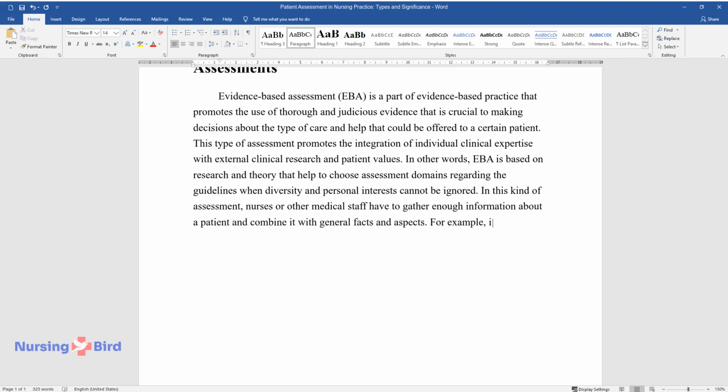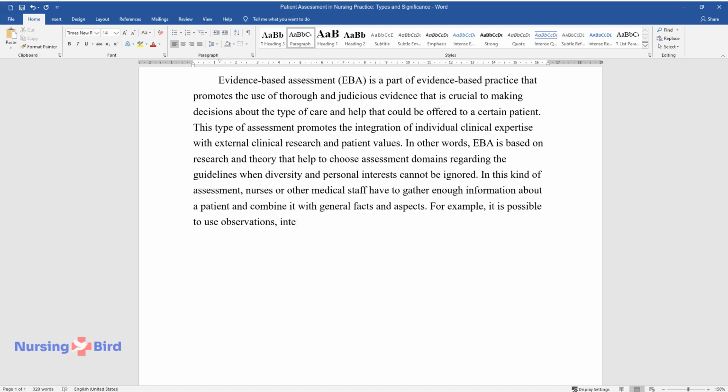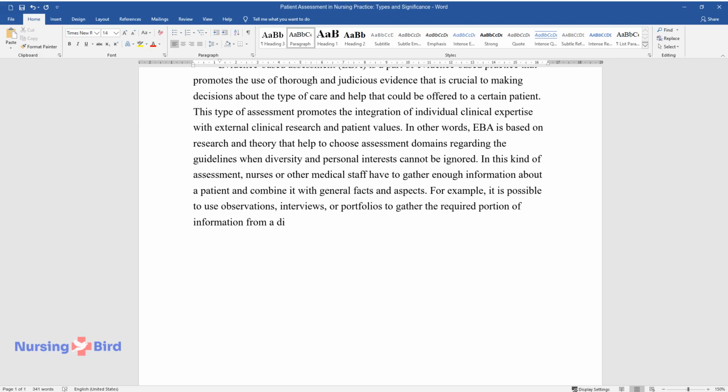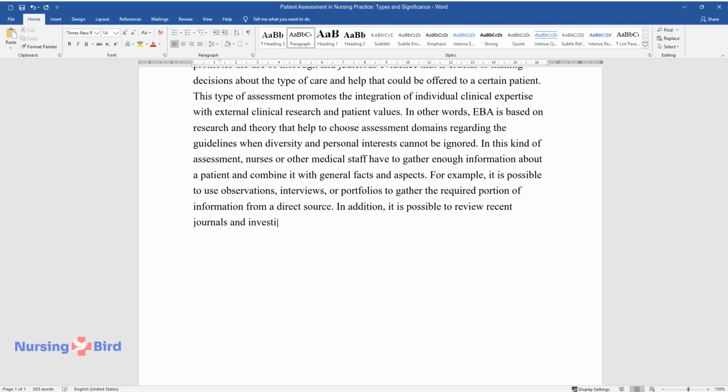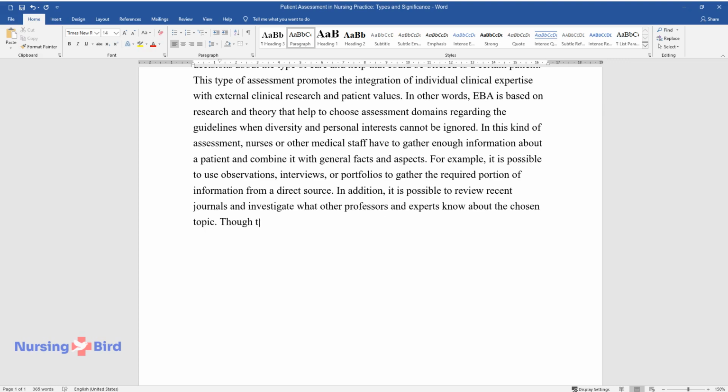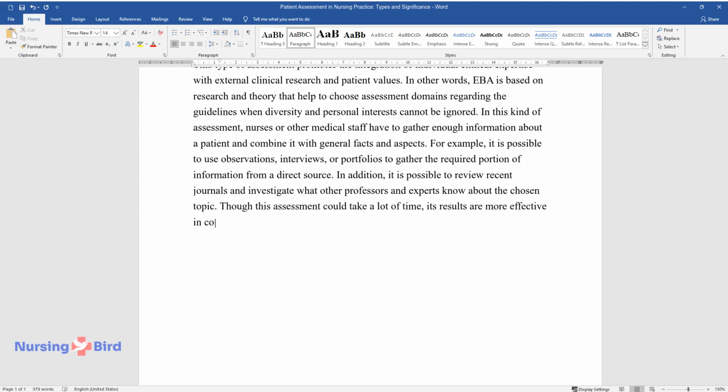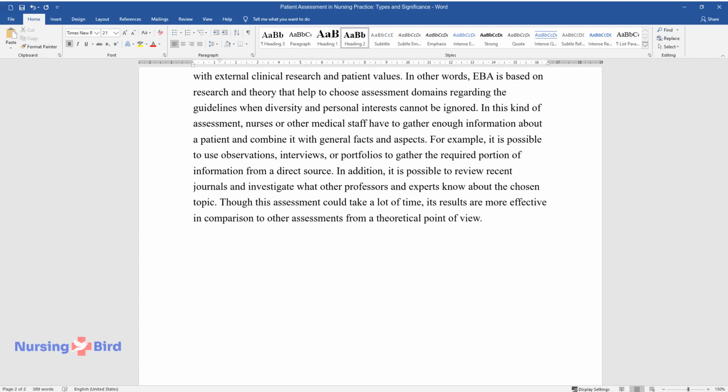For example, it is possible to use observations, interviews, or portfolios to gather the required portion of information from a direct source. In addition, it is possible to review recent journals and investigate what other professors and experts know about the chosen topic. Though this assessment could take a lot of time, its results are more effective in comparison to other assessments from a theoretical point of view.